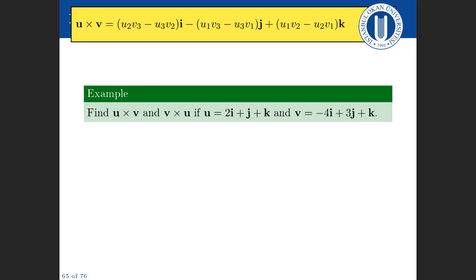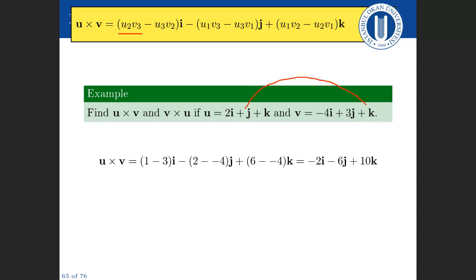Find U cross V and V cross U if U and V are these vectors. I'm going to be using the formula at the top of the screen. First, I want U2 V3. U2 is 1 and V3 is 1. So that's 1 multiplied by 1. And then it's minus U3 V2. U3 is 1, V2 is 3, so it's 1 multiplied by 3. We get 1 minus 3.